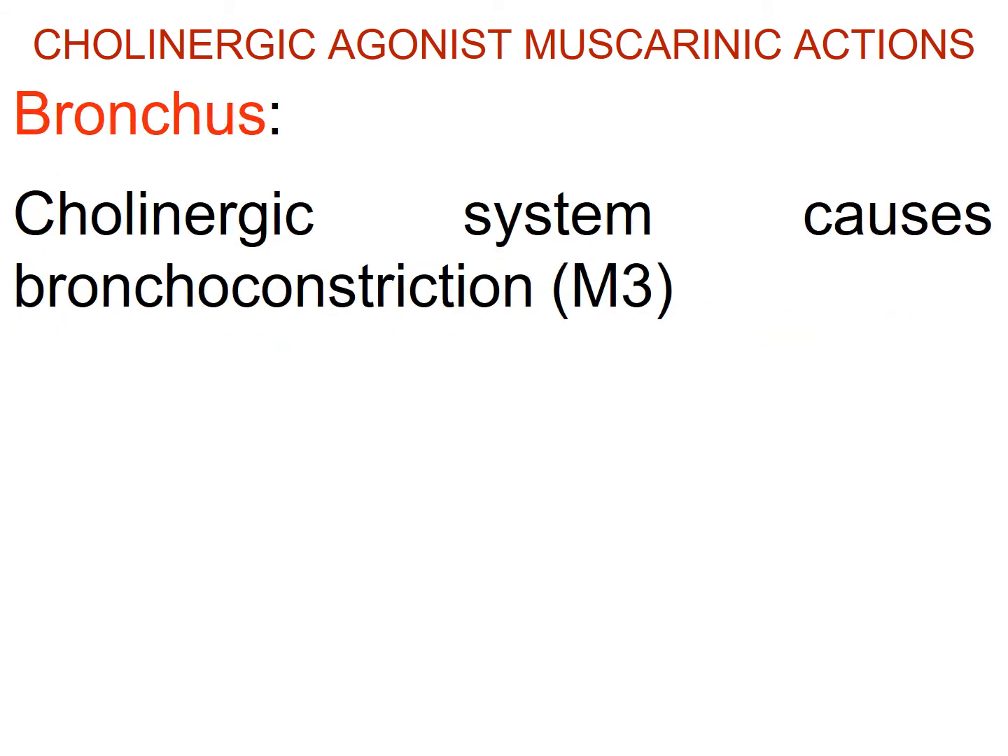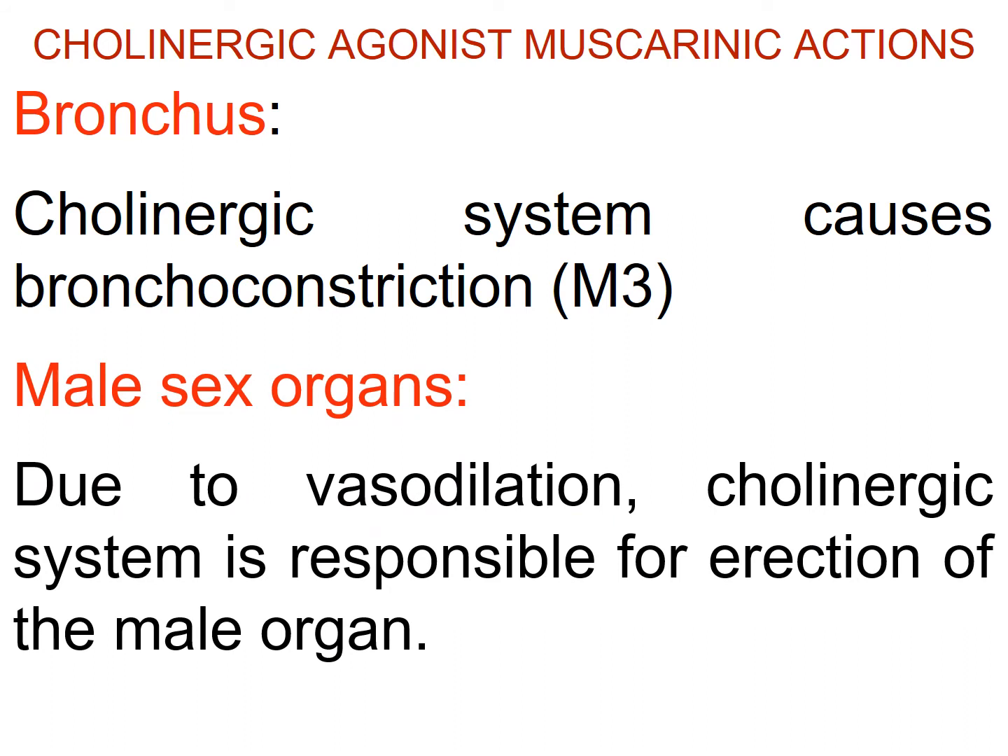In the bronchus, it causes bronchoconstriction, that is constriction of the bronchus, through the M3 subtype of receptors. Due to vasodilatation, the cholinergic system is responsible for erection in the male sex organ.